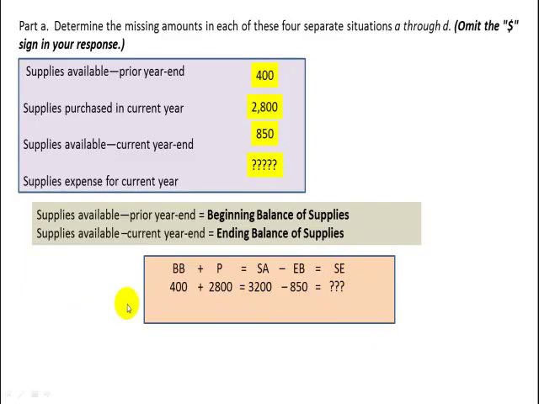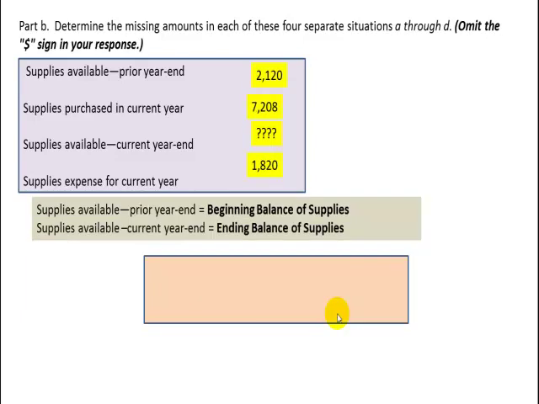All right, so the beginning balance is $400 plus $2,800 equals $3,200 worth of supplies that were available, minus the ending balance of supplies, which was $850. And so when I combine all these pieces together, the supplies expense for that year will be $2,350. All right, that's part A. $2,350 is the answer. Let's go to part B.